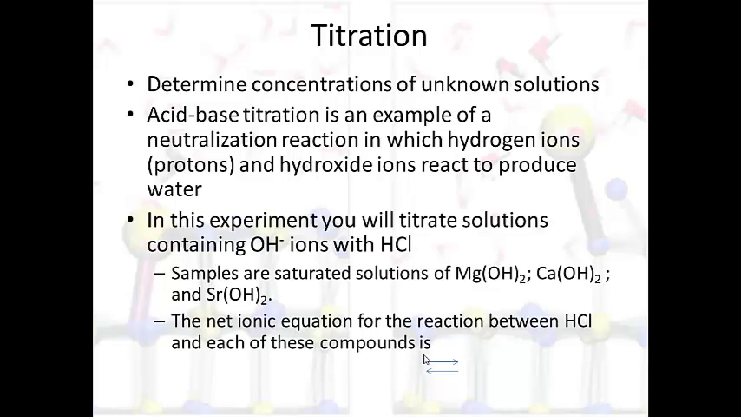In this experiment, you're going to titrate your solutions of your quote-unquote insoluble salts with HCl. The 3 saturated solutions you'll be using are magnesium hydroxide, calcium hydroxide, and strontium hydroxide. The net ionic equation for the reaction between all of these hydroxides and HCl is this. So we have hydronium ion, really H3O+, but I've simplified it here. It's just H+, plus OH- goes to H2O.